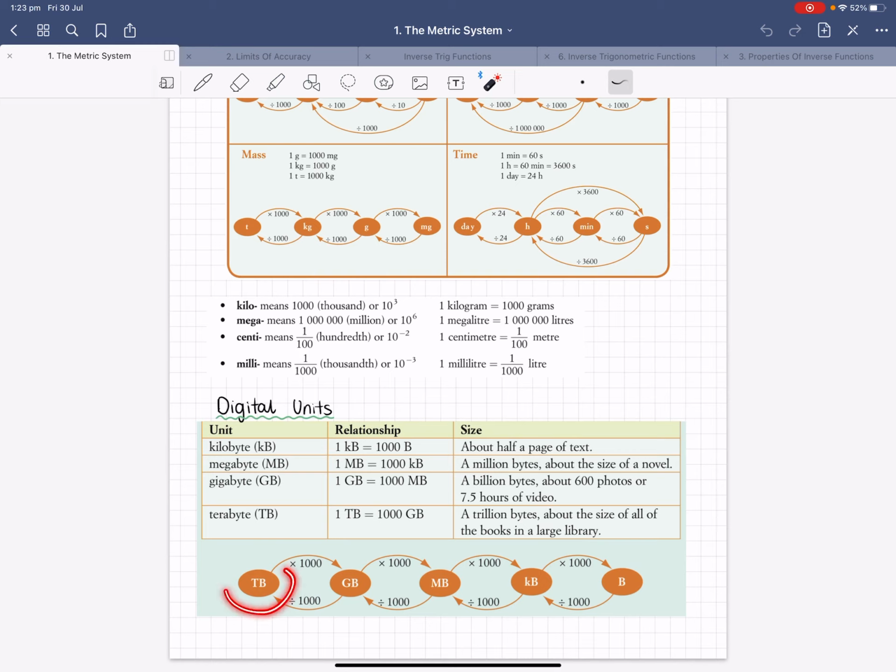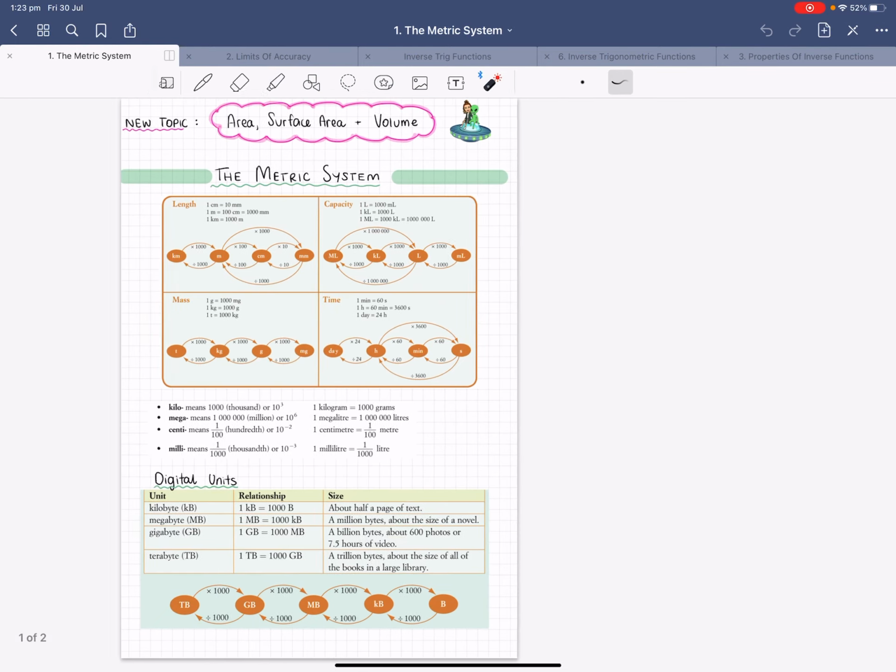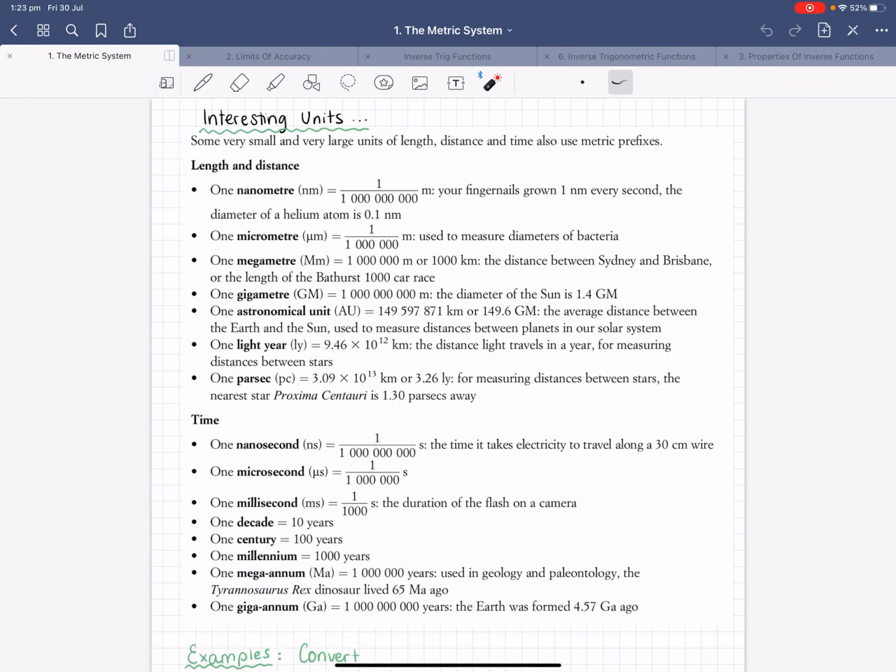So you can think about how much can be stored on a terabyte, right? It's huge. It says here 1 trillion bytes. This is about the size of all the books in a large library. That is huge. Here obviously are a lot of different units as well, but you will have to refer to these for your textbook exercise.